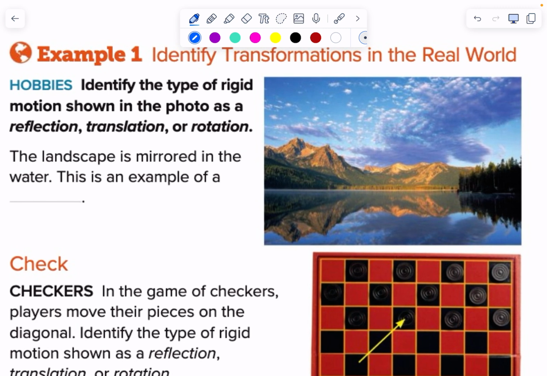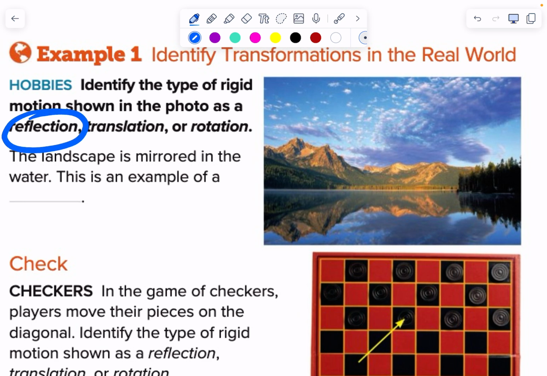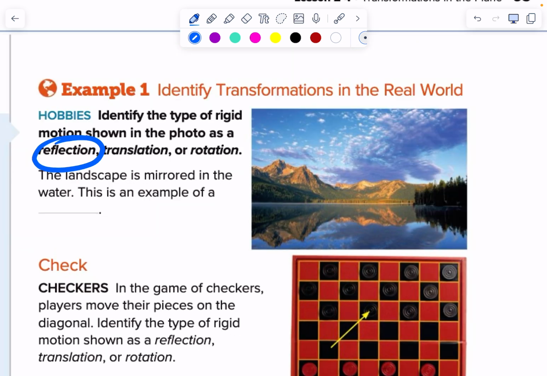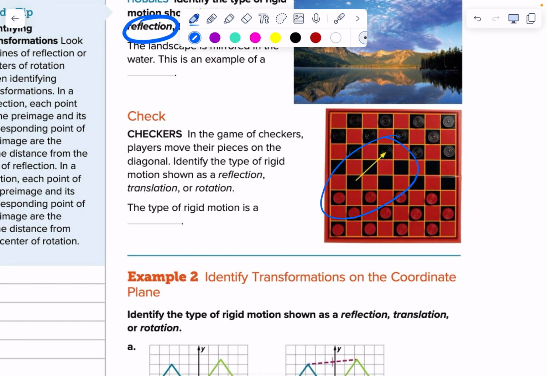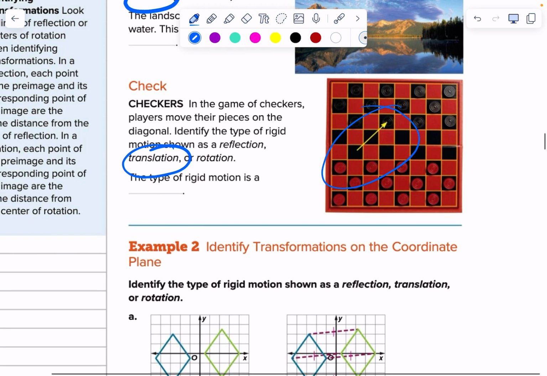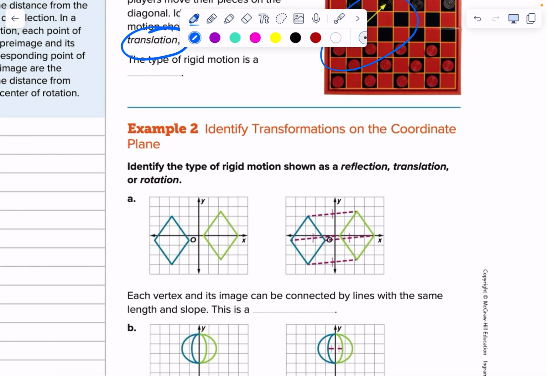Okay. Example 1. Identify the type of rigid motion transformation shown in the figure as a reflection, translation, or rotation. Which one would you go with? Reflection. I'm just going to circle it and be done. Do we see that that's a reflection in the water? This checkers game is a translation, right? Because we're sliding the little checker piece.